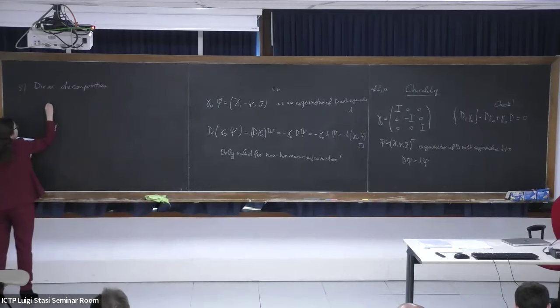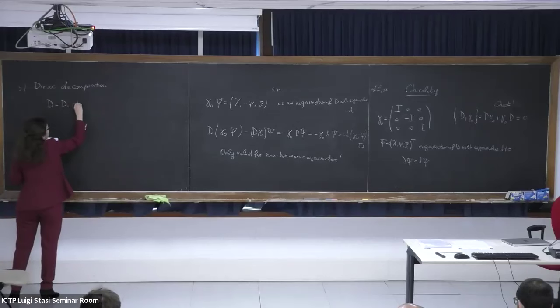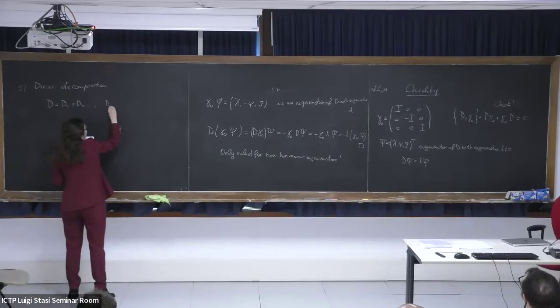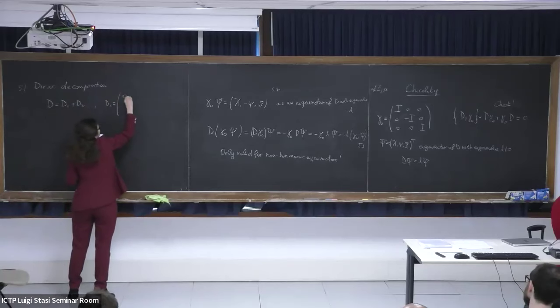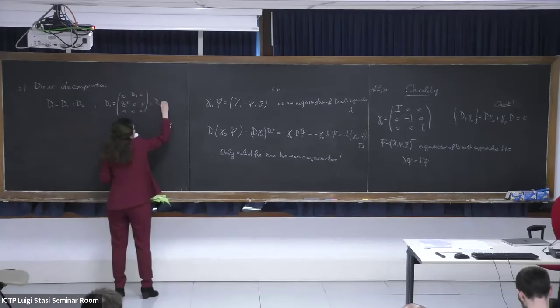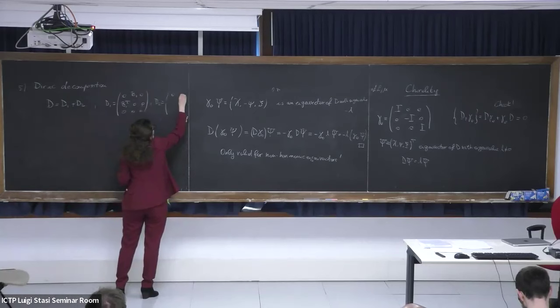So you have that D can be written as D1 plus D2, where D1 is only defined in terms of the boundary operator B1 and all your nodes and edges, and D2 is defined only in terms of the boundary operator B2, so all your edges and triangles.